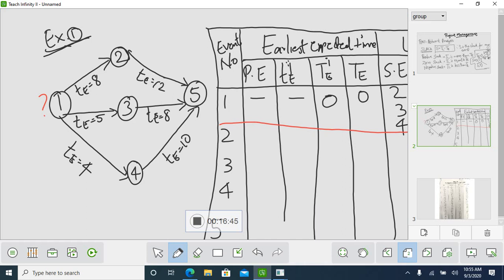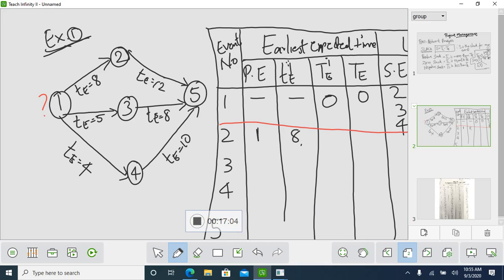predecessor event? 2 க்கு முன்னாடி என்ன இருக்கு? What predecessor event means, முன்னாடி இருக்க event. So 2 க்கு முன்னாடி என்ன இருக்கு? You have only 1. So 1 is your predecessor event for 2. So if you take 1, what is TE here? So 1 to 2, your TE is 8.